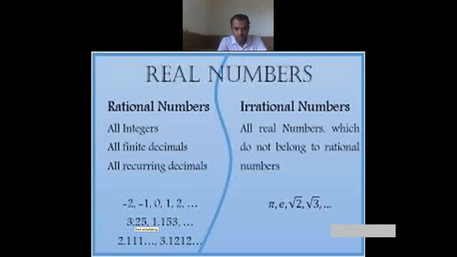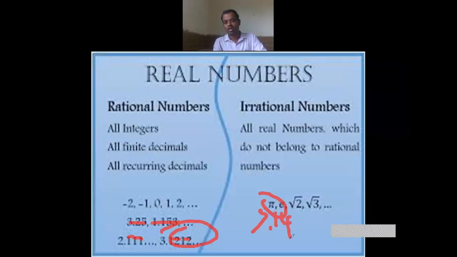Here, see. 3.25, 1.153 are finite decimals, and there are also all recurring decimals. Recurring means repeating terms after the decimal, like 1, 1, 1, or 1, 2, 1, 2, where the same numbers repeat again and again. Those we call rational numbers. But in irrational numbers, we can't see this type of recurring pattern. If we find the value of pi, after writing 3.14, we will get many different numbers. The same numbers are not going to repeat like in a rational number. So pi is an irrational number.